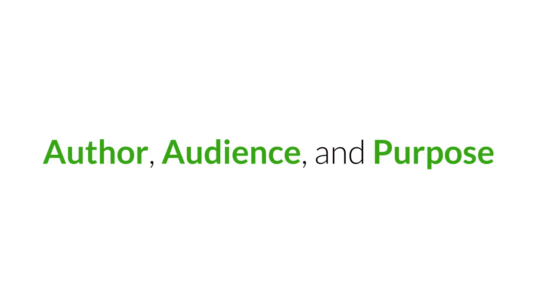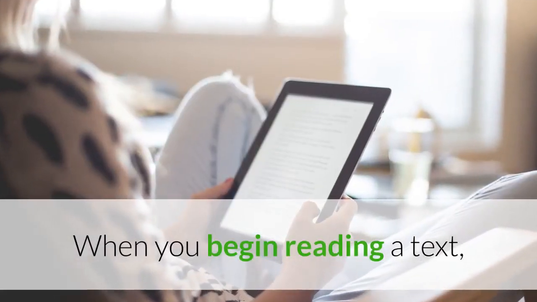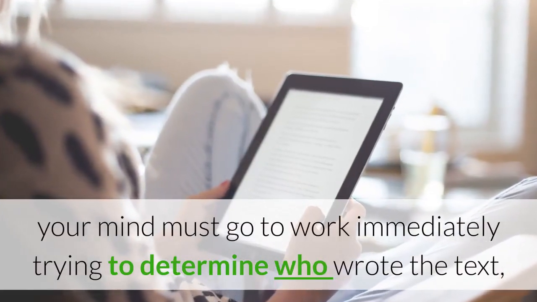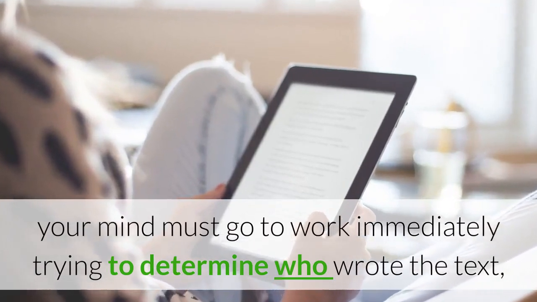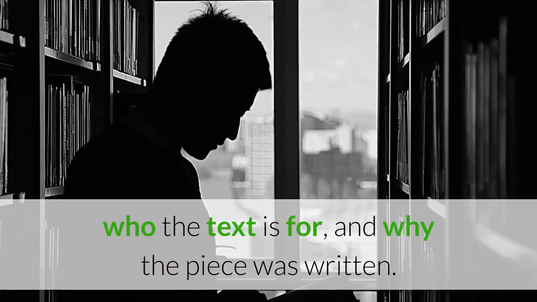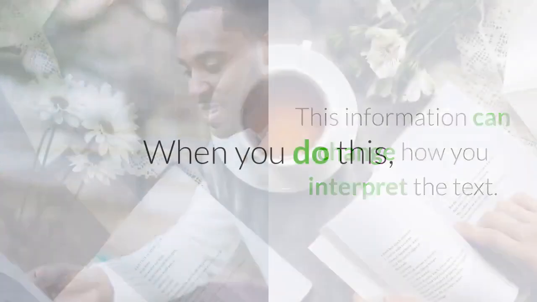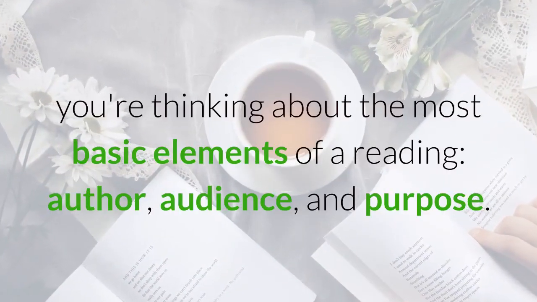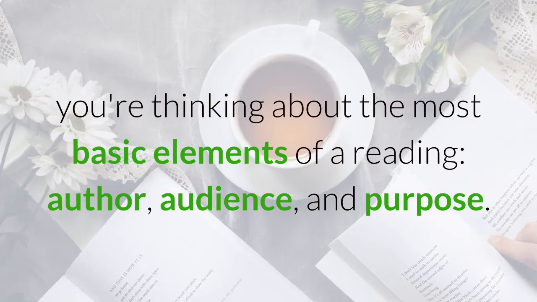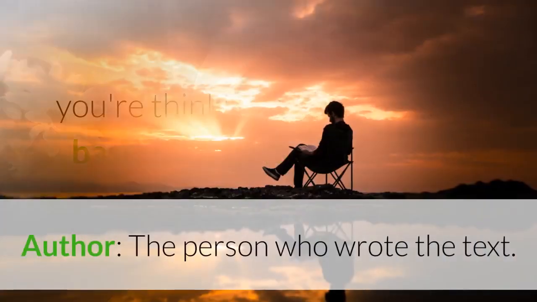Author, audience, and purpose. When you begin reading a text, your mind must go to work immediately trying to determine who wrote the text, who the text is for, and why the piece was written. This information can change how you interpret the text. When you do this, you're thinking about the most basic elements of a reading: author, audience, and purpose.